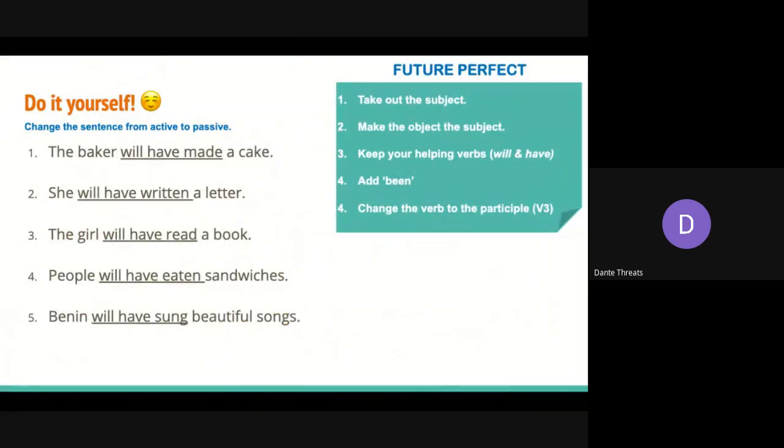Okay, so do it yourself. I'll give you just a couple minutes to give these a little practice. This one especially, because it has two helping verbs. And with the helping verbs, we keep. Okay, so maybe just give a few of these a try, and I will check back in a couple of minutes.